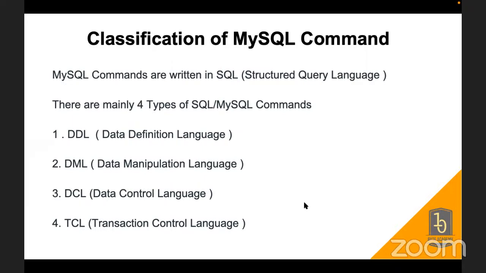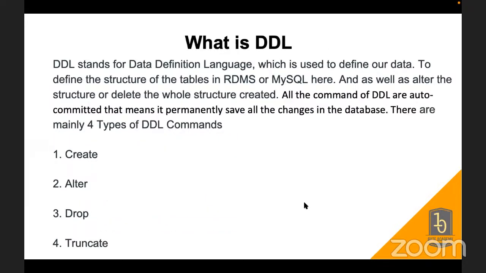transaction control language. So right now we are going to see DDL, the data definition language. So what is DDL? DDL stands for data definition language, which is used to define our data, to define the structure of the tables in RDBMS or MySQL here, and as well as alter the structure or delete the whole structure created. So for these activities, we use some commands. All those commands will come under data definition language or DDL.